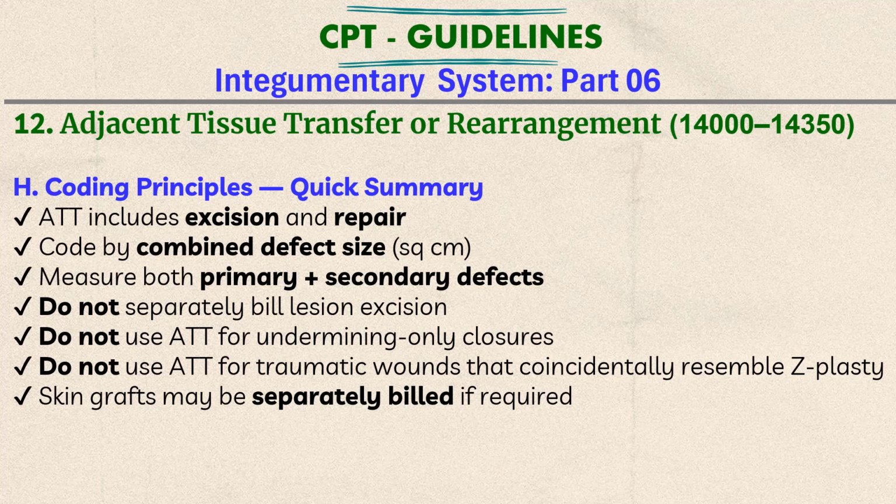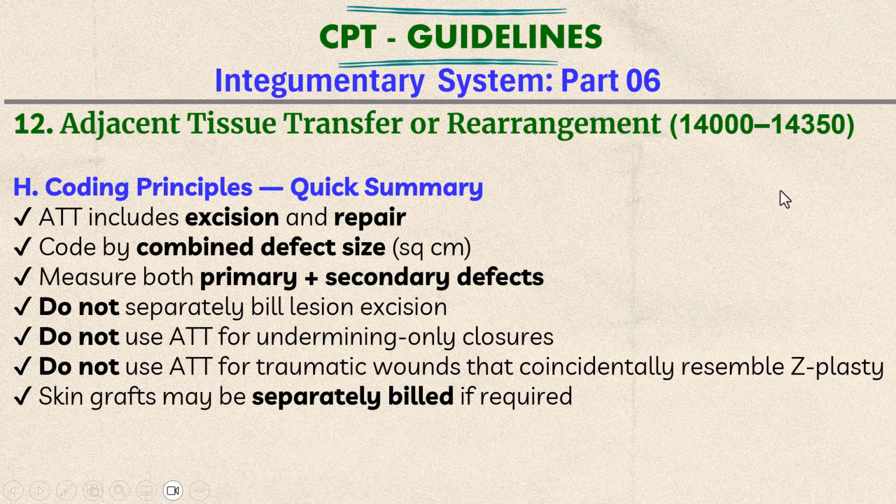So the quick summary: adjacent tissue transfer includes excision and repair. Code by combined defect size, measuring both primary and secondary defects. Do not separately bill lesion excision. Do not use ATT for undermining-only closures. Do not use adjacent tissue transfer for traumatic wounds that coincidentally resemble a Z-plasty.